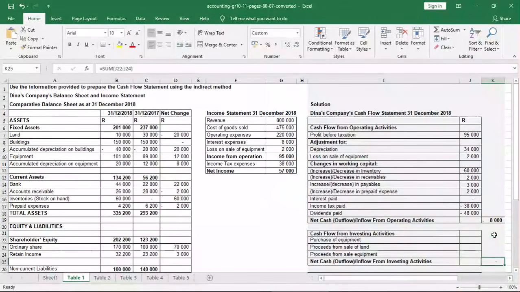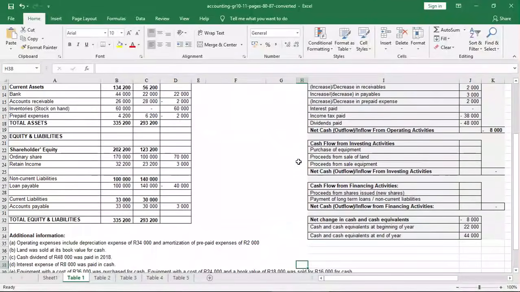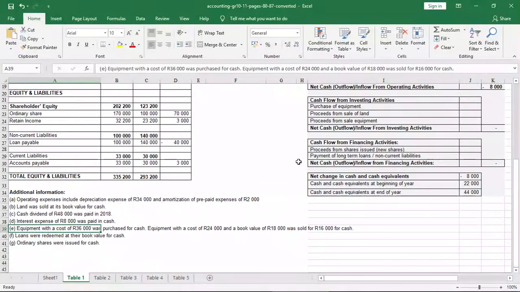So now let's move on to the cash flow from investing activities. Purchase of equipment. Remember, I've already put these descriptions or these details because I went through it and I saw that we did purchase equipment, but you'll have to go through the additional information or the financial statements to be able to see if you did purchase any equipment. I saw in the additional information it says equipment with the cost of 36,000 rand was purchased for cash.